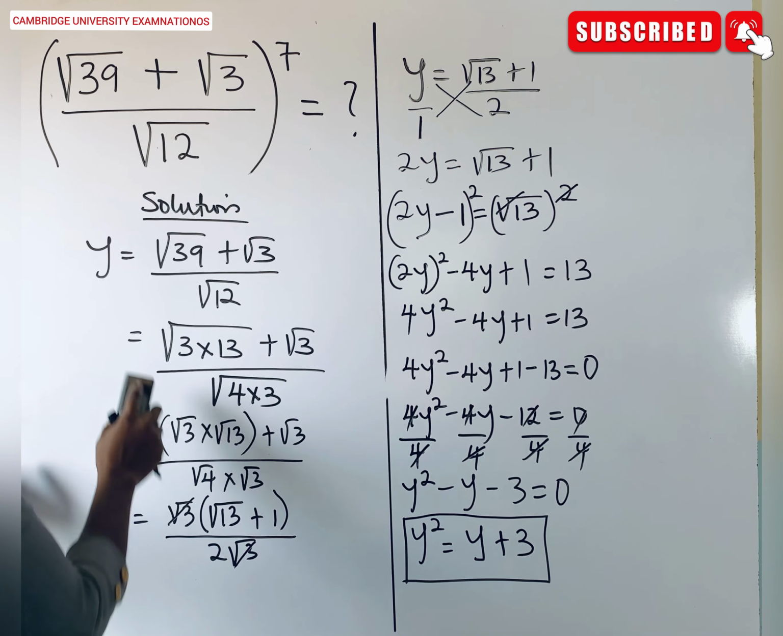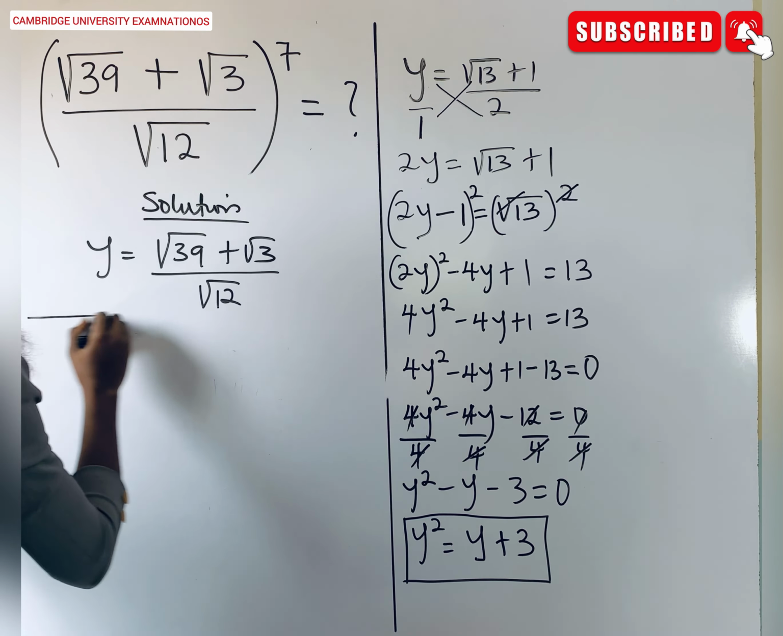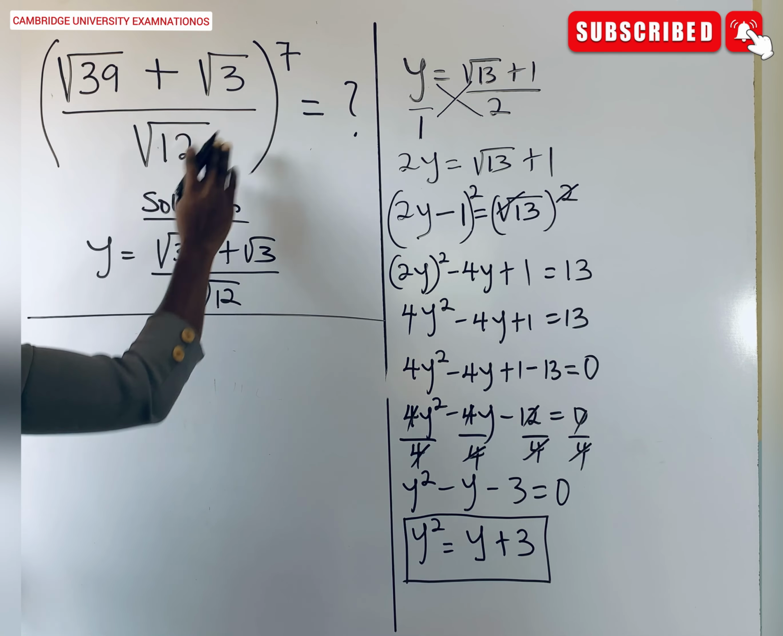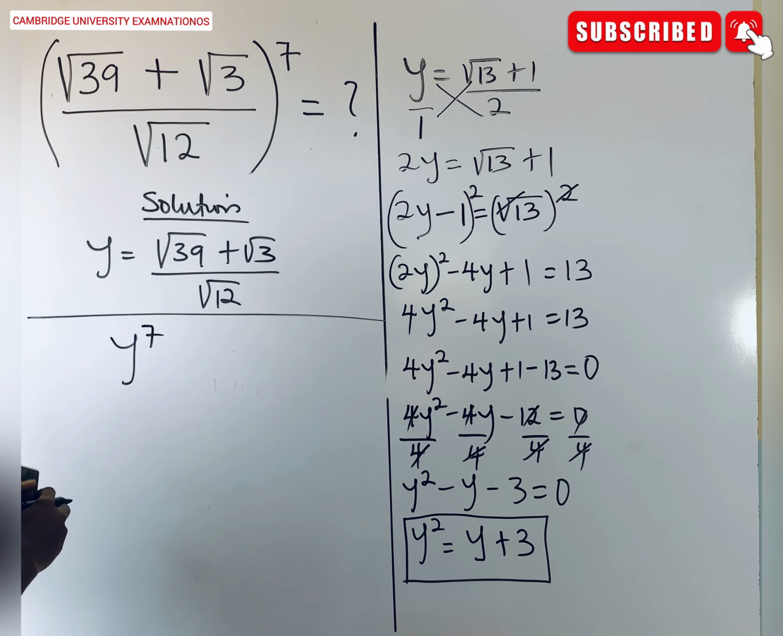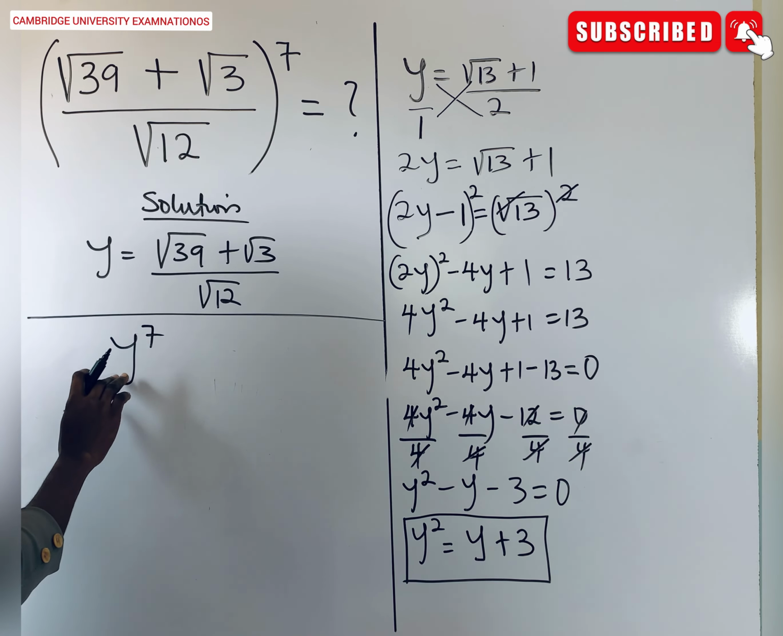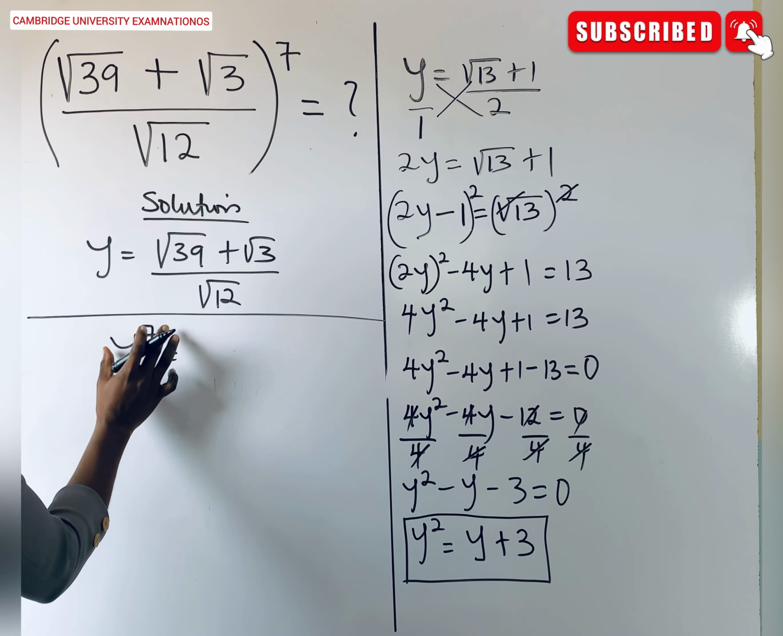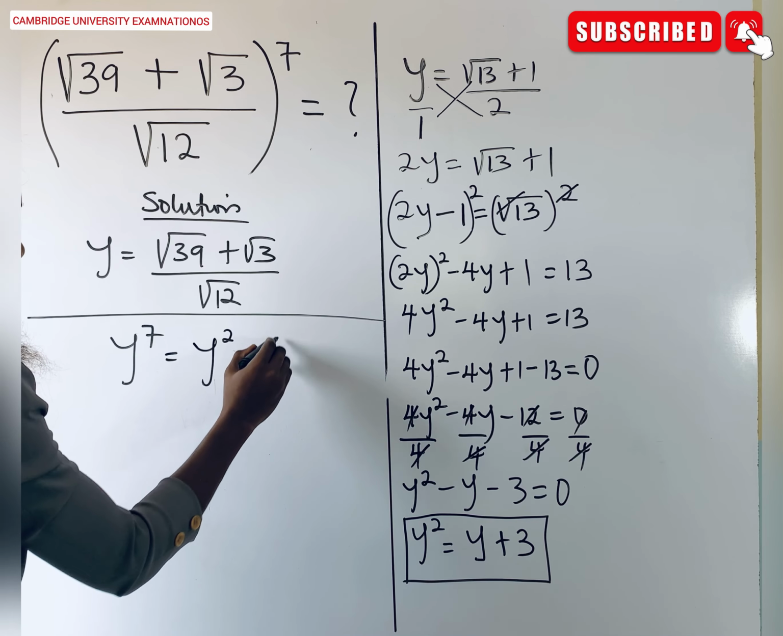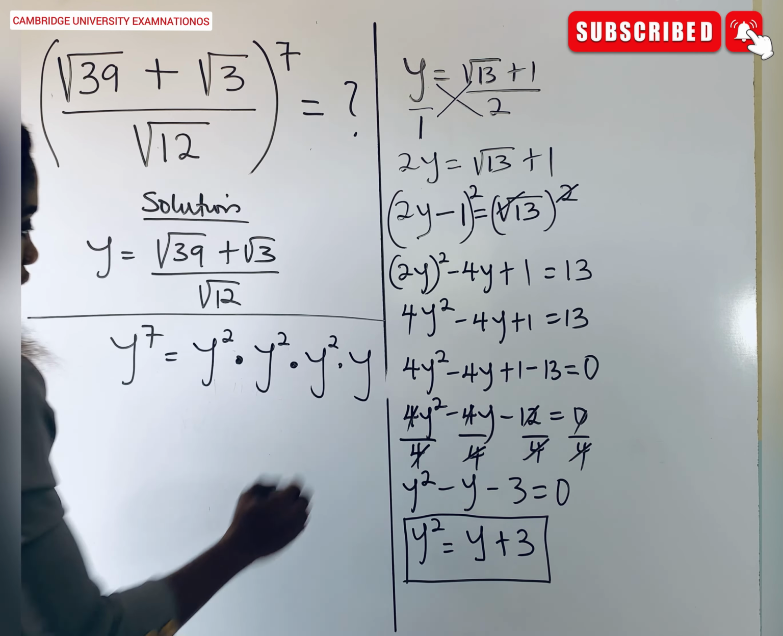So what does it mean? It means that we can say also that if y is this, then the whole of this question has been reduced to y to the power of 7. I hope you can see that. So what it means, if you remember your indices, this can be simplified to be y to the power of 2 multiply y to the power of 2 multiply y to the power of 2 multiply by y.